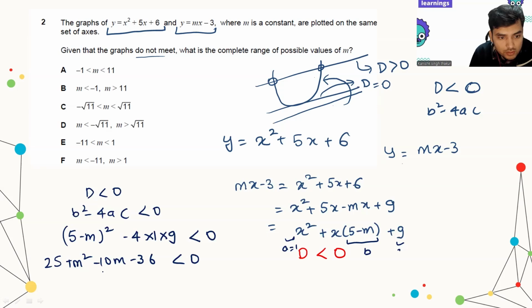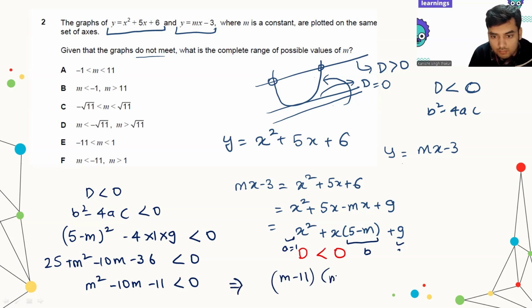So 25 minus 36, how much is it? Minus 11, right? So you'll get m square minus 10m minus 11, and this is lesser than 0, right? You'll factorize this. What are the factors? 11's factors are 10 and 1, minus 10 and minus 1. So this implies you'll get it as m minus 11 and m plus 1, isn't it? These are the factors. This should be lesser than 0, isn't it?